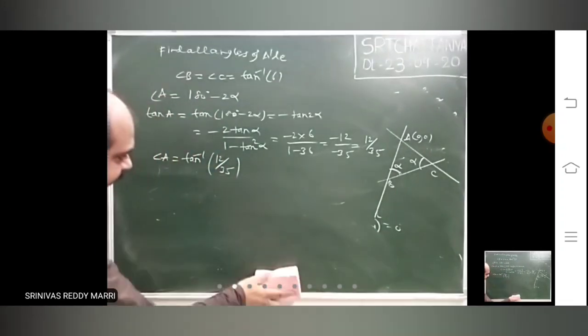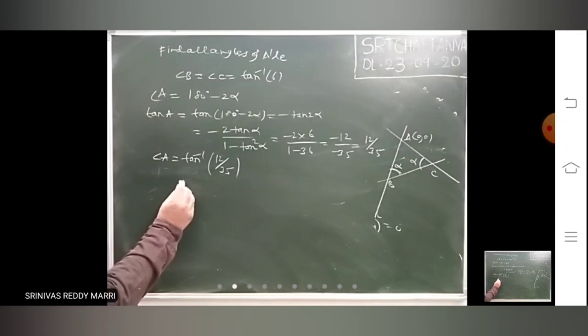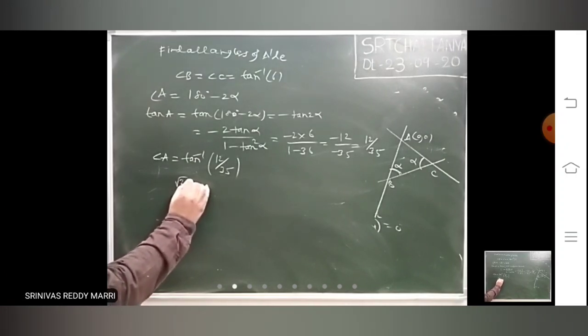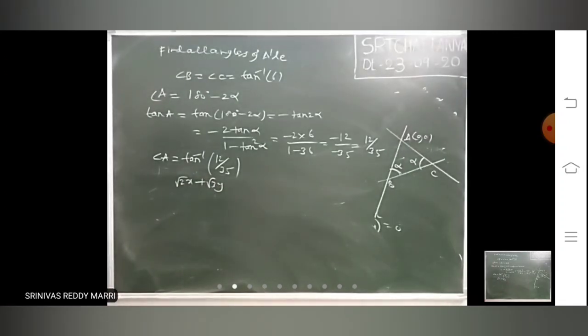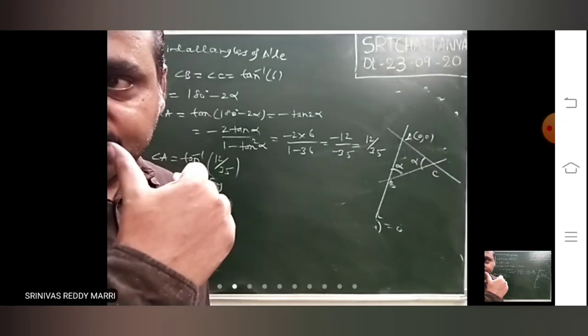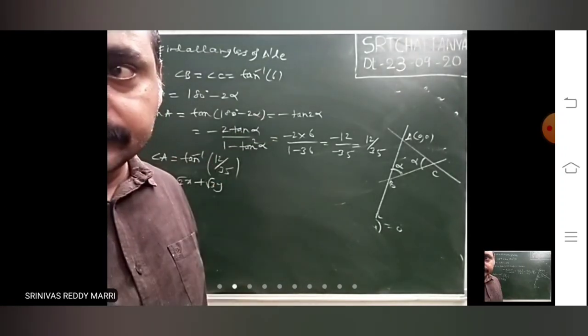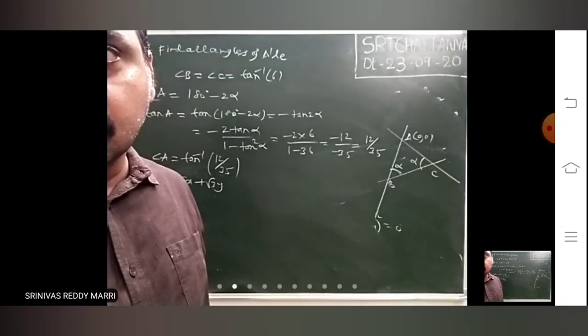Suppose area of the triangle, he will ask for this question. Area of triangle. Root 2x plus root 3y. What is the constant I have given? What is the constant? Raise your hand. Root 2x plus root 3y. Constant what I have given?